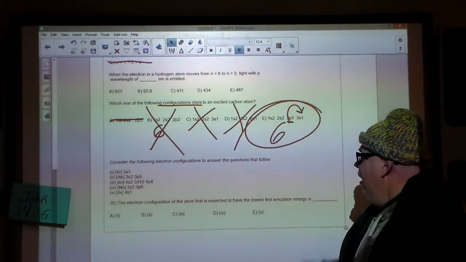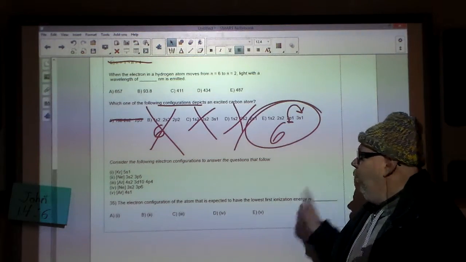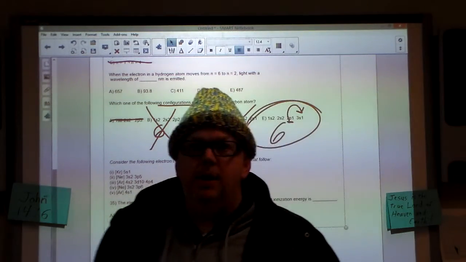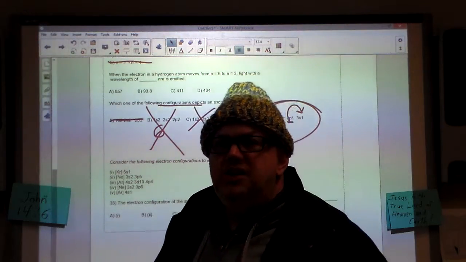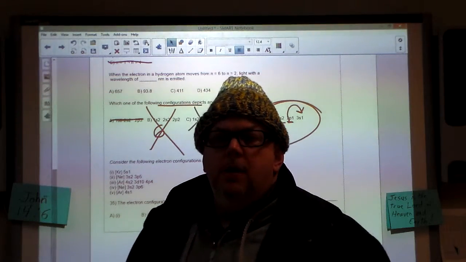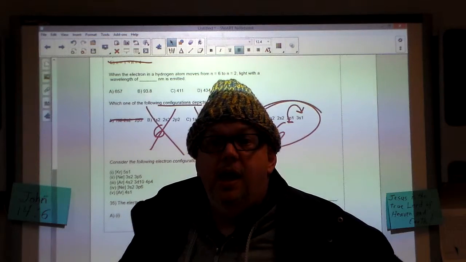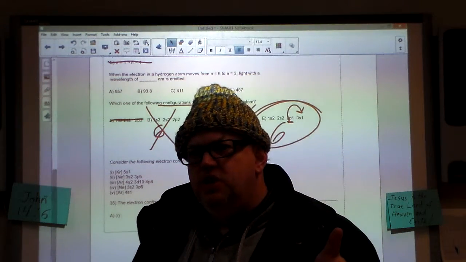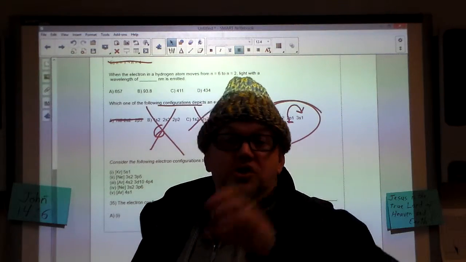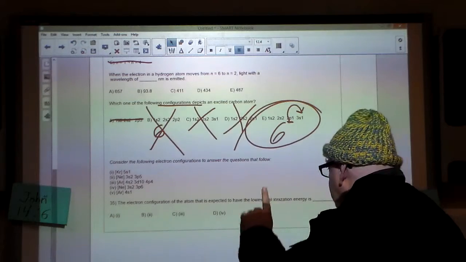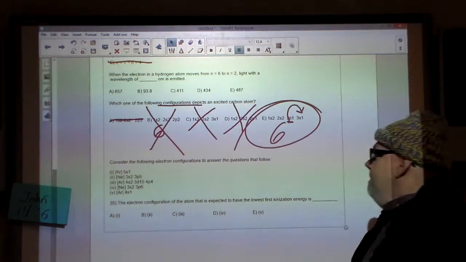Okay, first things first. What is the ionization energy? You should know that automatically. How much energy does it take to pull an electron out from an atom to make it a cation? You know. So that's the first ionization energy. The second ionization energy is pulling the second, and so on and so forth. So we're looking at pulling one electron out.